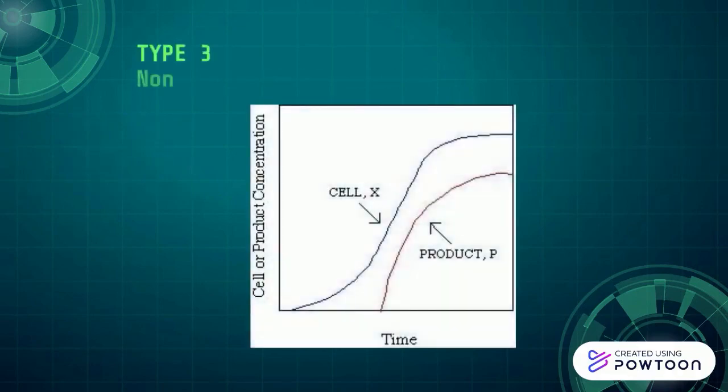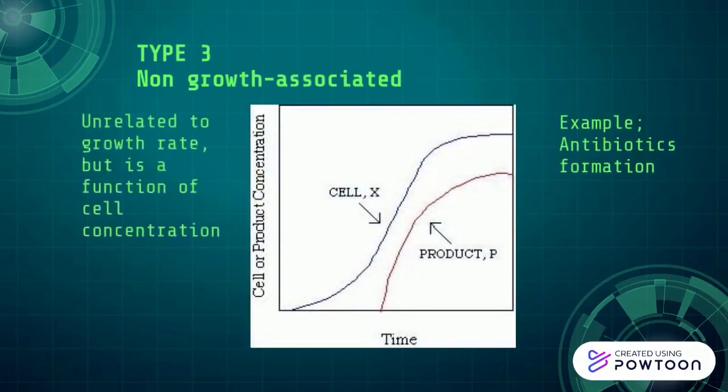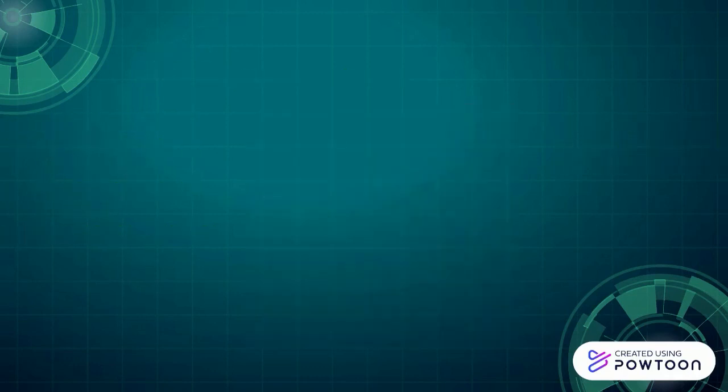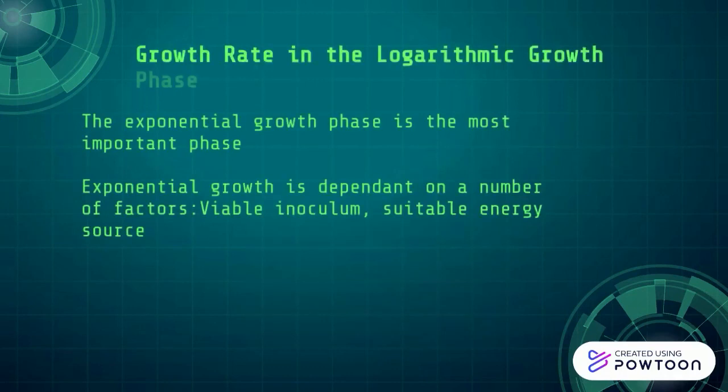Meanwhile, type 3 is non-growth associated. It is when product formation is unrelated to growth rate, but is a function of cell concentration. Products are formed during stationary phase when the net growth rate is 0. What is meant is that the specific rate of product formation is constant. The examples are antibiotics.